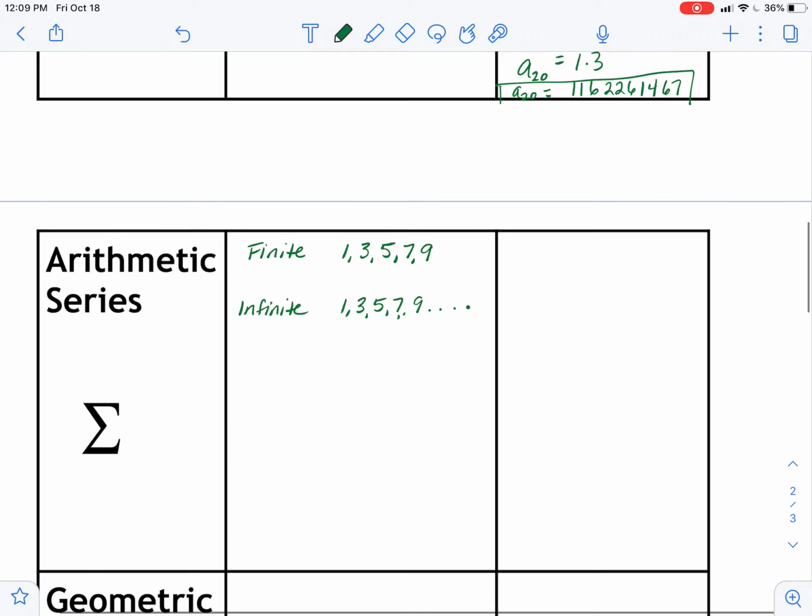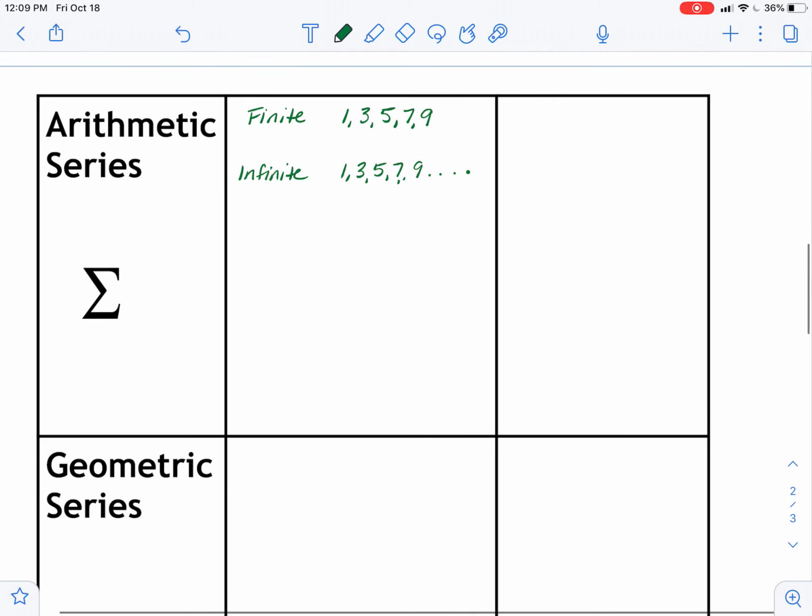But we have what's called an arithmetic series. And the series, by the definition that I showed you earlier, was the sum of the sequence. In other words, what I mean by that is when we have a finite sequence, so I did write these two down, finite would look like the top one, infinite would have the dots on it.